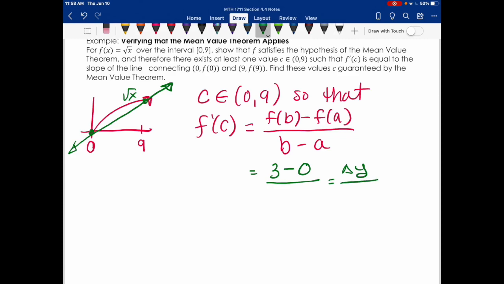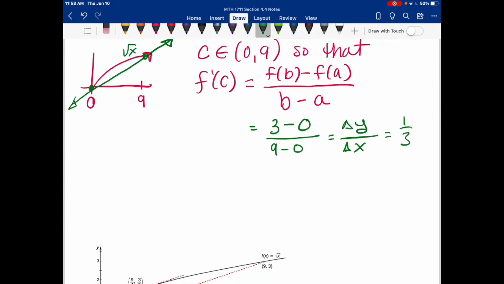So this is the change in y. Now I want to find my change in x. If I take my value of b, which is 9, and subtract my value of a, which is 0, I get 9 minus 0. That gives me my change in x. So my slope of this line is 3 over 9, which is 1/3.